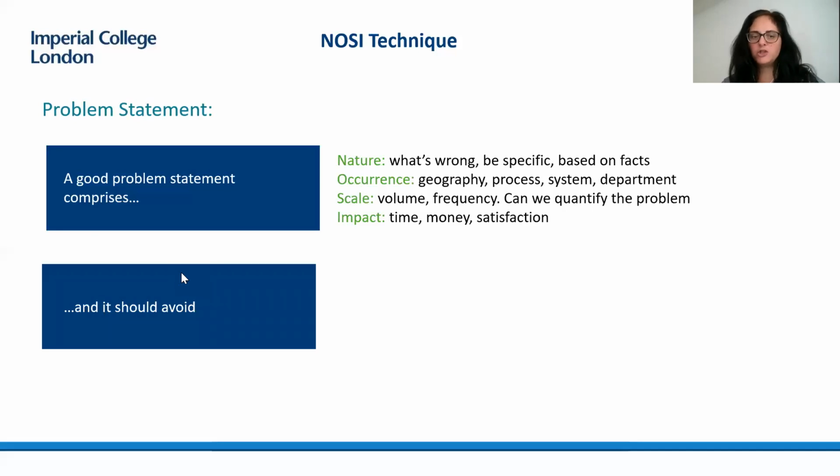A problem statement should avoid these three things. Solutions. At this stage, we're just focused on the problem. Opinions. We don't want opinions. We want to stick with facts in as so far we can. And no blame. So that is how you start to write a problem statement.